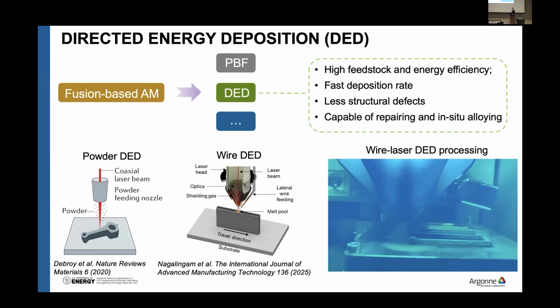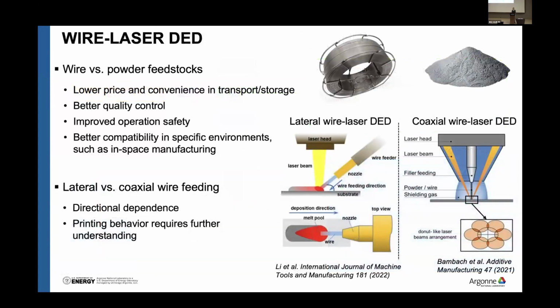Also, based on the type of feedstock used, DED can be powder-based DED or wire-feed DED. In general, the wire has many advantages against the powders, although these two techniques have their own specific applications. The wire has relatively low cost, better quality control, and improved operation safety compared with metallic powders. Also, the wire works better in specific environments, for example, in-space manufacturing. So it still requires a lot of effort to further study and develop this wire-based additive manufacturing technique.